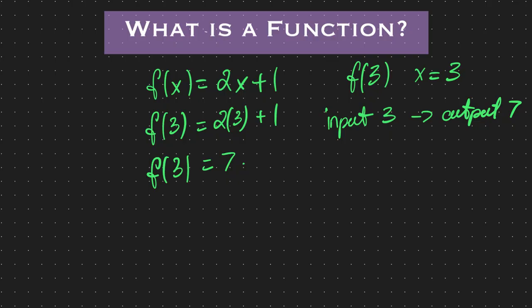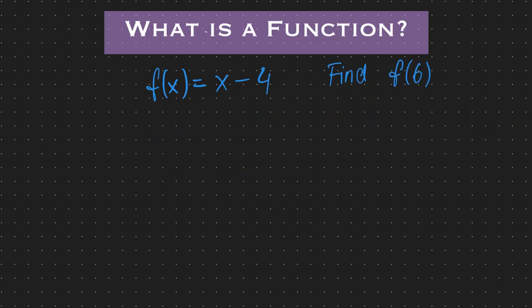Let's take a look at another example. Okay, so we're finding f of 6. That means our input should be 6. So we're replacing every single x in here with 6. 6 minus 4, f of 6 equals 2. That means for an input of 6, we have the output of 2.